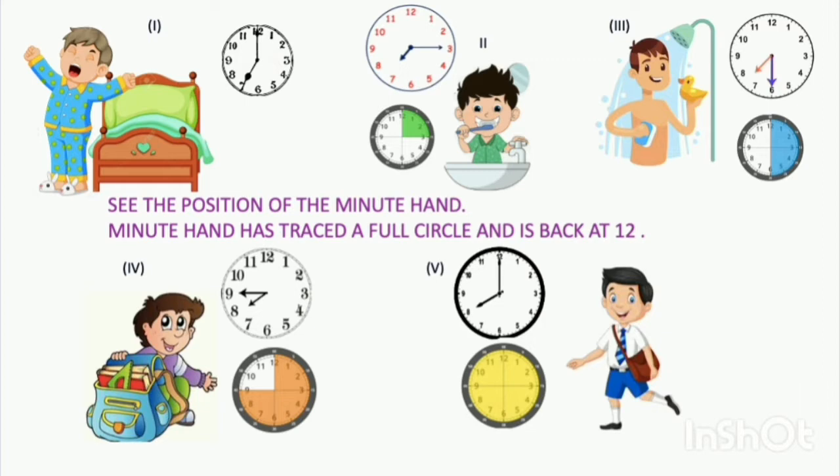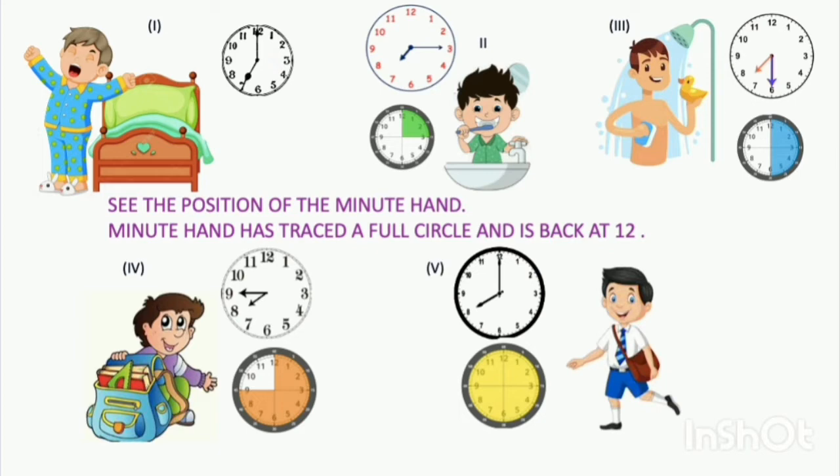After this, Ayan packed his bag and got ready for school. In this time, the minute hand traces another quarter circle and is at 9, which is only a quarter circle away from 12. The hour hand is between 7 and 8 and is closer to 8, and the time is quarter to 8, or you can write it as 7 colon 45.